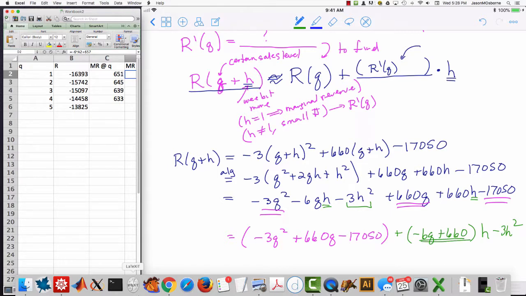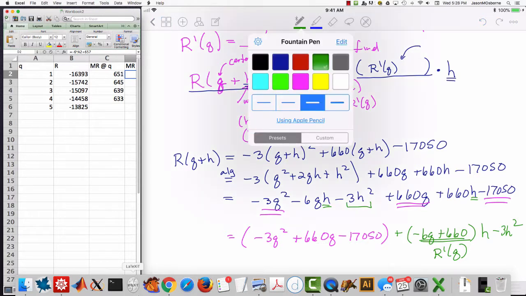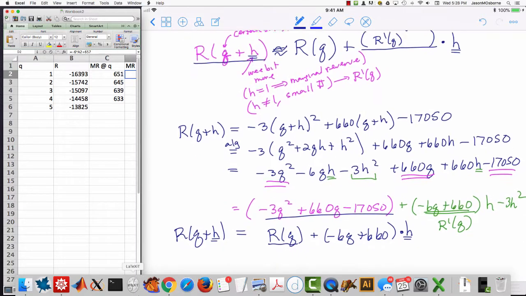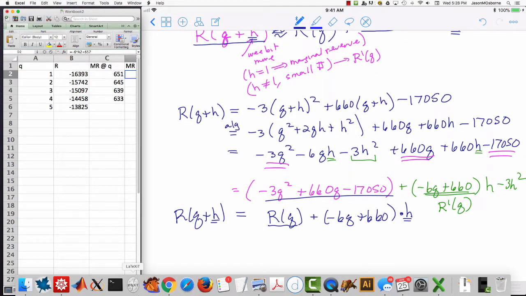This term here is what we're going to call R prime at Q, the derivative of the revenue function. This term here, okay, is the revenue function for selling Q items. So the revenue for selling Q items plus a little bit more is the revenue for selling Q items, and then for the additional bump in sales, your revenue actually jumps by approximately minus 6Q plus 660 times h, where h is how much your little wee bit, the sales, increase by.